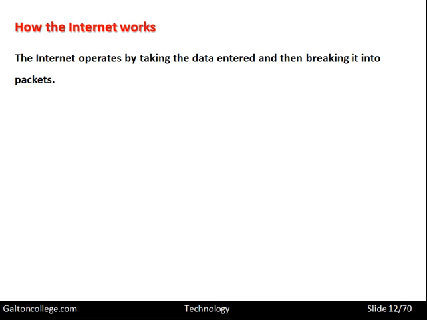Now, how does the internet work? Well, the internet operates by taking the data entered and then breaking it into packets. So when we send data, the internet breaks it up into packets, and then sends the packets down the wire. And then at the end, it reassembles the packets back into the full product, what was sent initially. So the packets are broken up into parts, sent off separately, and then reassembled at the end.